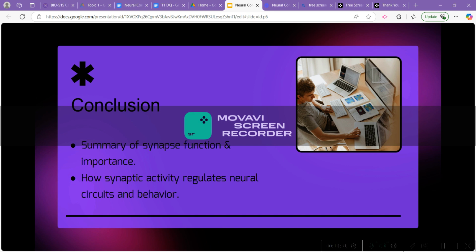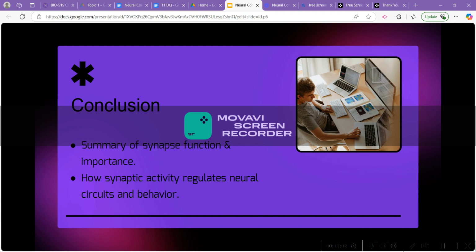The activity of synapses regulates neural circuits, which are networks of interconnected neurons responsible for specific behaviors and physiological processes. Excitatory and inhibitory synaptic inputs determine whether a neuron will fire an action potential, influencing everything from reflexes to complex decision making. When synaptic transmission is balanced, neural circuits function efficiently, supporting normal behavior and cognitive processes.